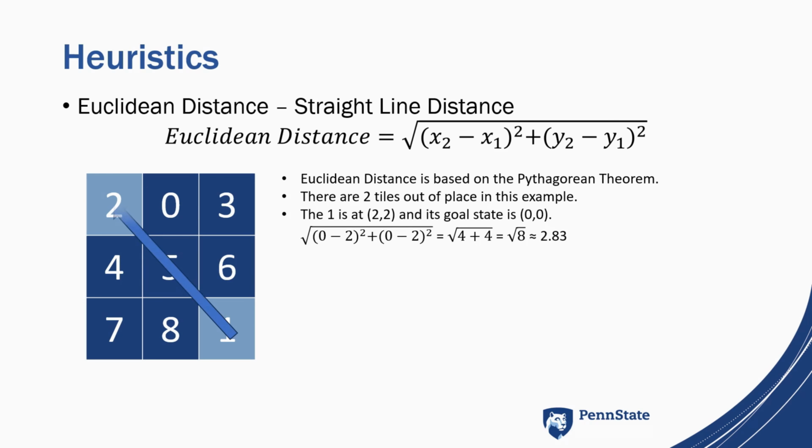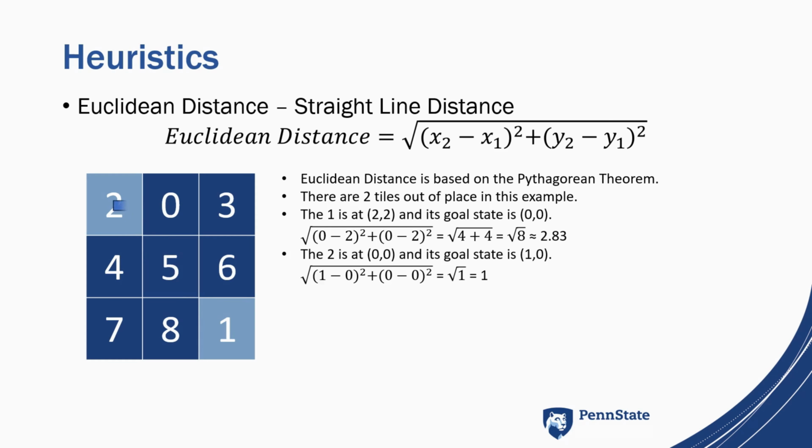The distance for tile 1 from its final state can be calculated using the formula, and we see that the answer is 2.83. The second tile, 2, simply moves 1 space to the right, and its distance is 1. We add these together to find the Euclidean distance of 3.83.